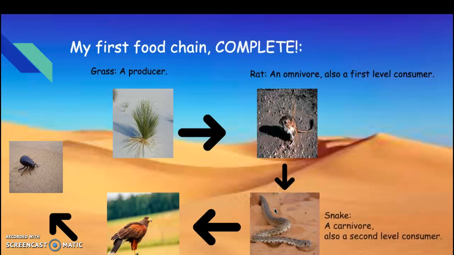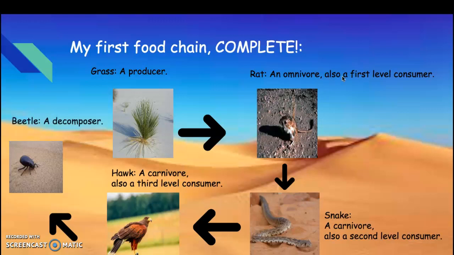Grass is a producer. Rats are omnivores, also a first-level consumer. Snakes are carnivores, also a second-level consumer. Hawks are carnivores, also a third-level consumer. And beetles are decomposers, which means they eat dead bodies.